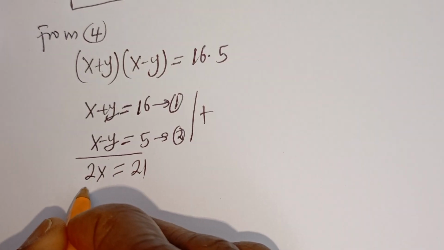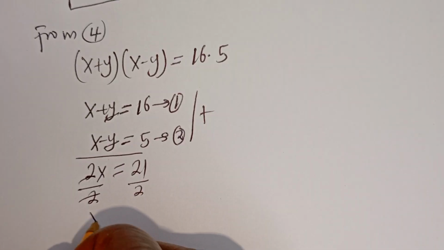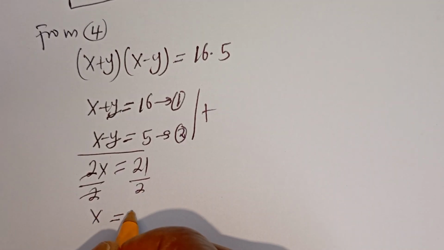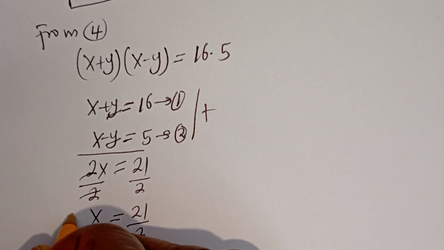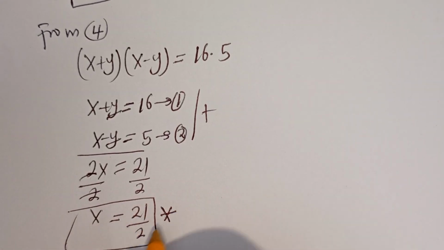Then from here, you divide both sides by 2. This will cancel this. s is equal to 21 over 2. Is this a natural number or not? This is not a natural number. It is rejected.